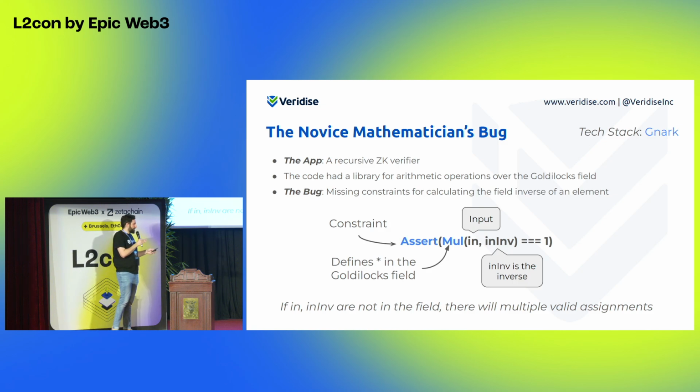If these two values can fall outside of the Goldilocks field range, then this constraint can have multiple satisfying assignments. Essentially, you can prove for the same input that it has multiple inverses. And because this library was sitting at the center of the whole application, it can introduce multiple critical bugs because it was being used around a lot.